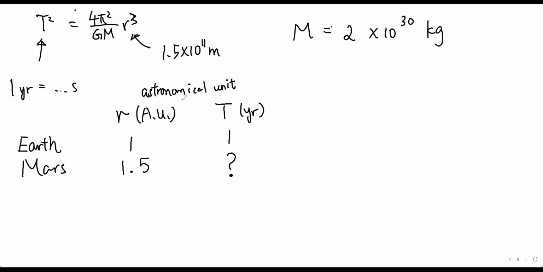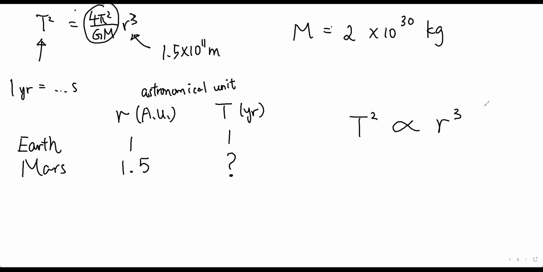Now you know the Mars is also orbiting around the Sun. So the 4 pi square over GM are the same for both Mars and Earth. So we can write T squared is proportional to r cube, because 4 pi square over GM is a constant.